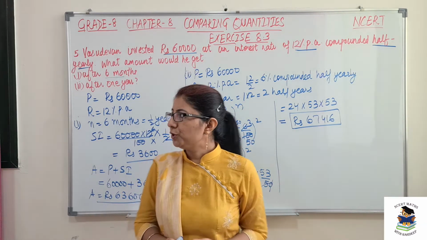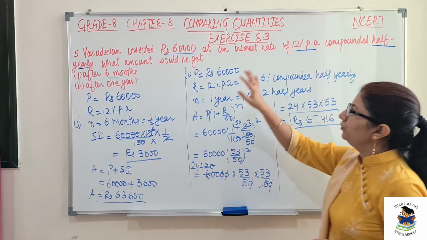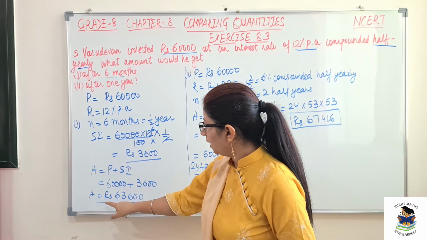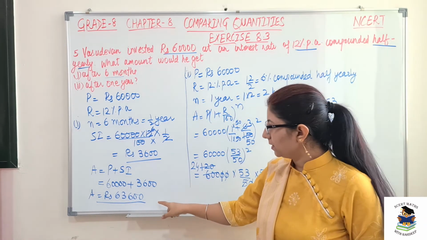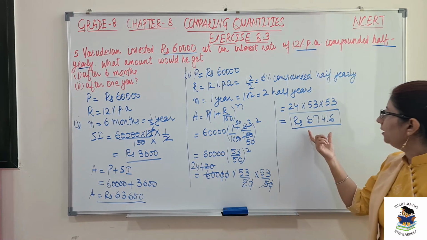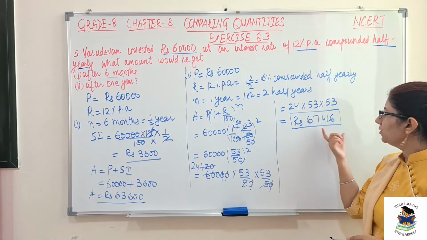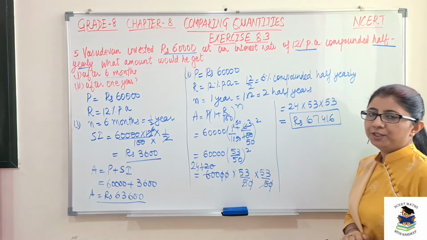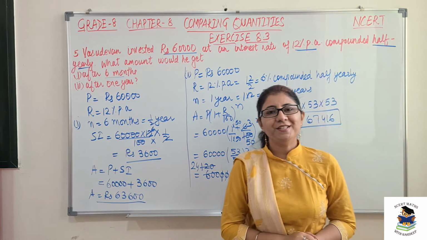Okay. So our question was, what amount would he get after 6 months? So we can say after 6 months the amount is 63,600. Second is after 1 year. So after 1 year he will get rupees 67,416. So this is our question number 5. I hope this question is clear now.